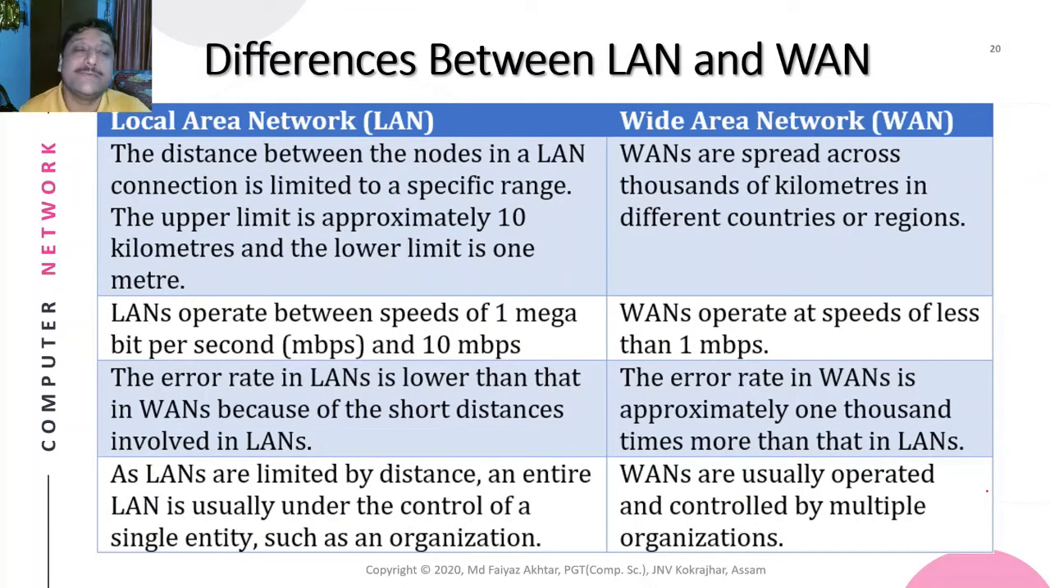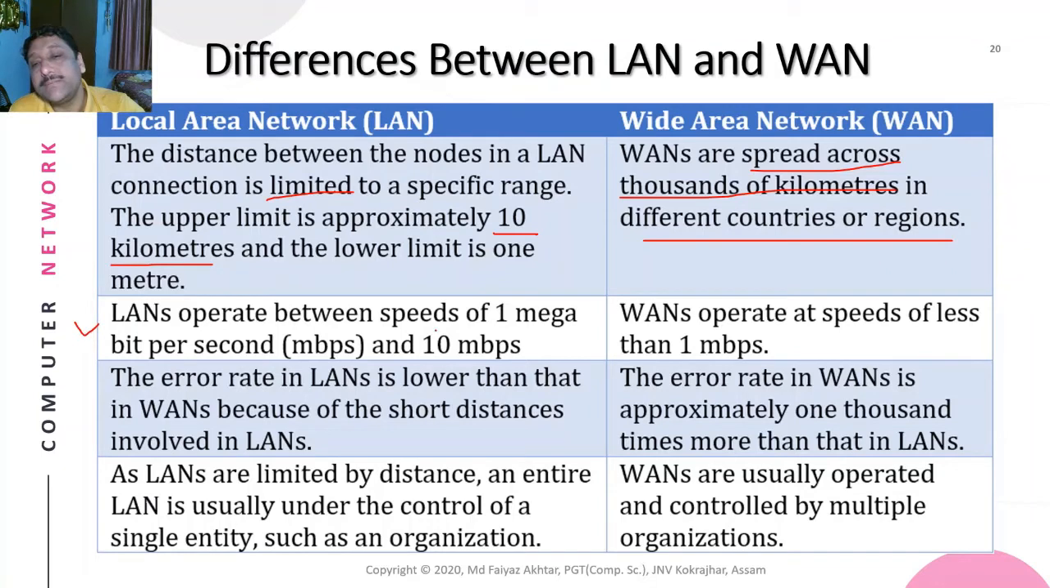Now, differences between LAN and WAN. So many times this question comes in our exams, and you must remember those things. See, local area network and wide area network. The distance between the nodes in a LAN connection is limited to a specific range, approximately 10 kilometers. And in case of wide area network, it spreads across thousands of kilometers in different countries and regions and even the whole globe.